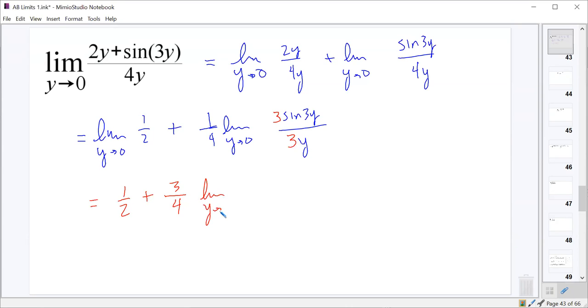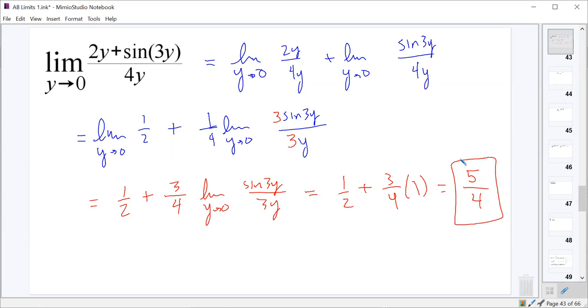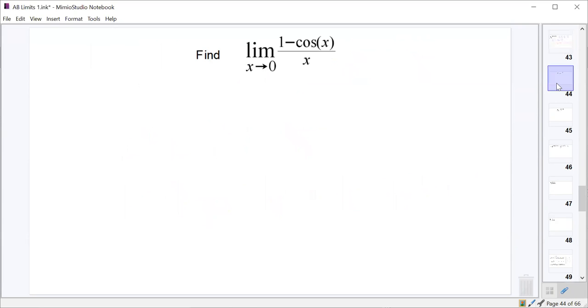The limit as y approaches 0 of sine of 3y over 3y. Now this looks just like a limit that we know the value to be 1. So we got 1/2 plus 3/4 of 1, or what does that become? 5/4. Good or no? Good. All right. Let's take a look at another one.